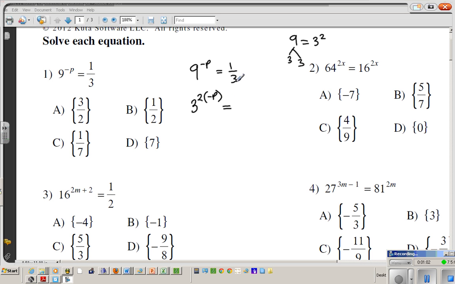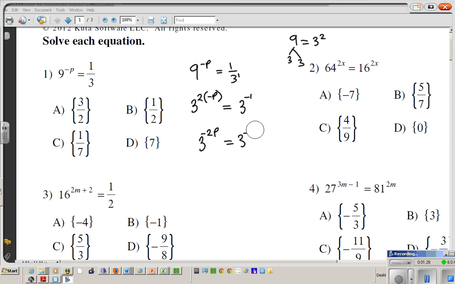Alright? But this is 1/3. 3 is to the first power. I can't break it down any further. So I'm going to reciprocate this, okay? Because I need it on top. So when I reciprocate it, the power becomes -1. Now when I multiply the exponents, I'm going to have 3 to the negative 2p equals 3 to the -1.